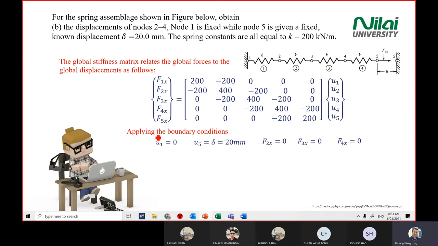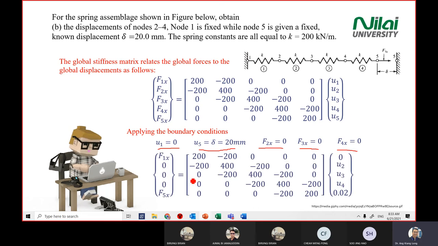Stop me if you're not able to understand why your boundary conditions are U1 equals 0, U5 equals this value, and F2x, F3x, F4x equal 0. Then the next step is just substitution of your numbers. U1 is 0, U5 is 0.02, f1x you need to find, f2x 0, f3x 0, f4x 0, f5x you need to find. So this matrix alone already gives you some hints. Five equations, five unknowns. You can solve either by simultaneous equations or using the matrix method.